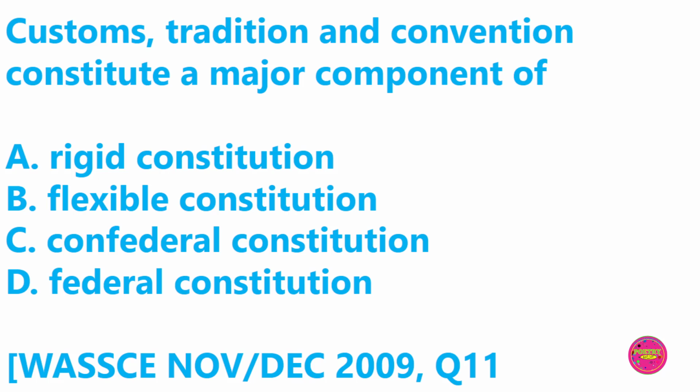Customs, tradition, and convention constitute a major component of A. Rigid constitution, B. Flexible constitution, C. Confederal constitution, D. Federal constitution. The correct answer to this question is B. Flexible constitution.